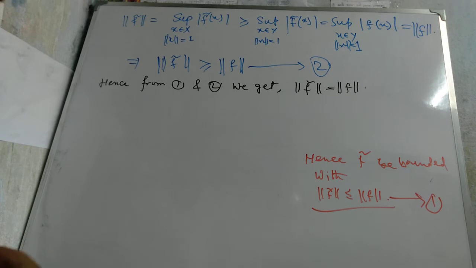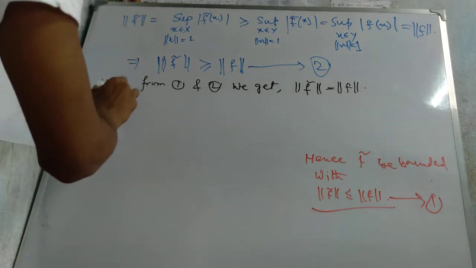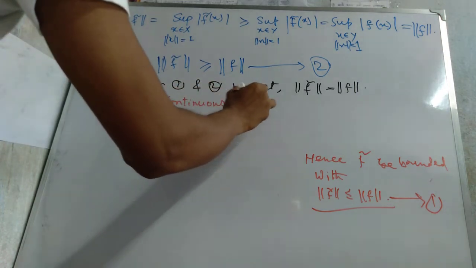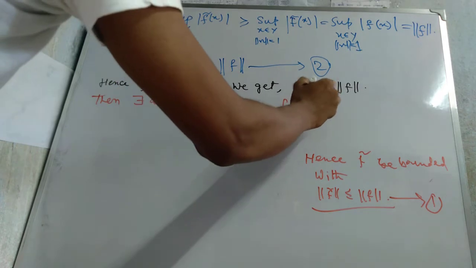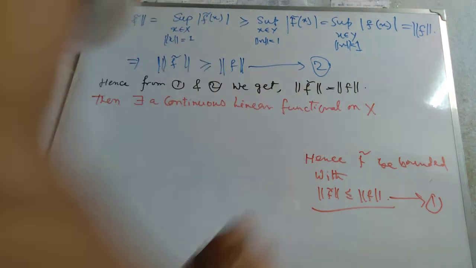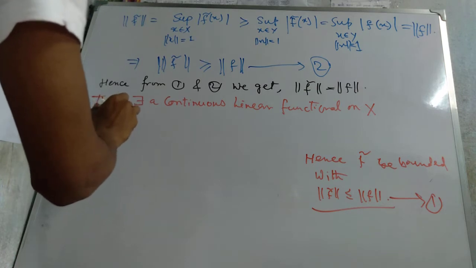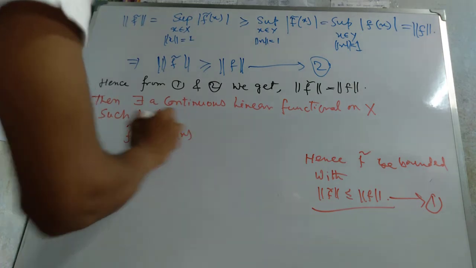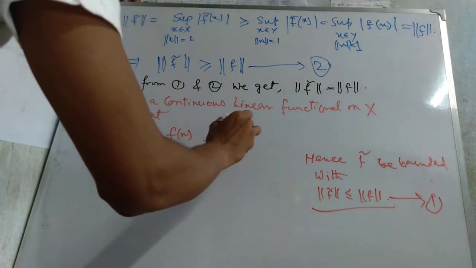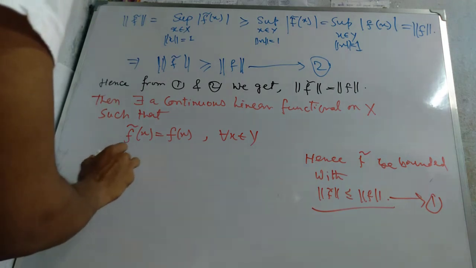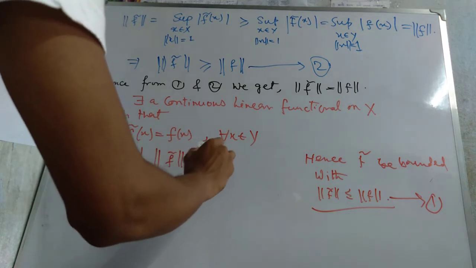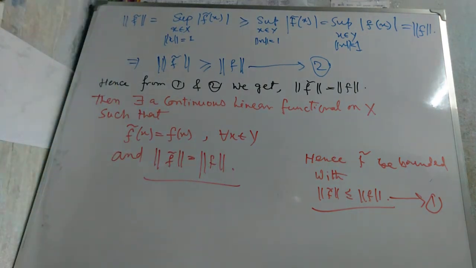Then there exists a continuous linear functional f delta on X such that f delta x equals f x for all x belongs to Y, and norm of f delta equals norm of f. So we do this problem.